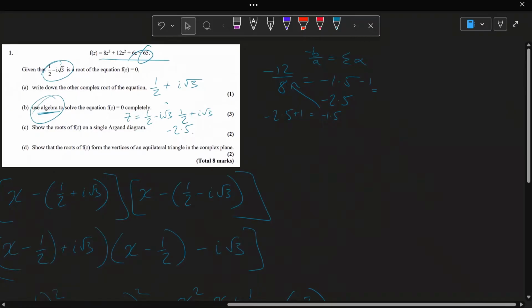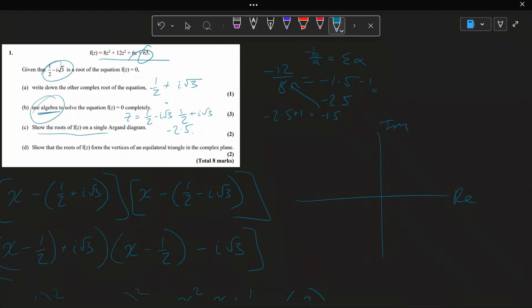Okay, part C says show the roots on a single Argand diagram. Fine, real, imaginary. So our root is minus 2.5 on the real axis, no imaginary part. And half, call this root 3, this minus root 3. So roots half plus root 3 here. So these are the roots plotted on the Argand diagram.